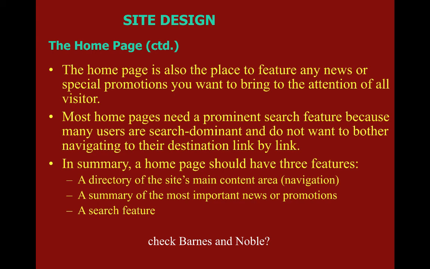Right? So a homepage should have three features: a directory of the site's main content area, and sometimes it's called a sitemap. But if you don't have a sitemap, you normally have a navigation bar. And this navigation bar is normally the same on every page of the same website. You have also a summary of the most important pieces of information and a search feature. Right? So all that is normally on the home page.